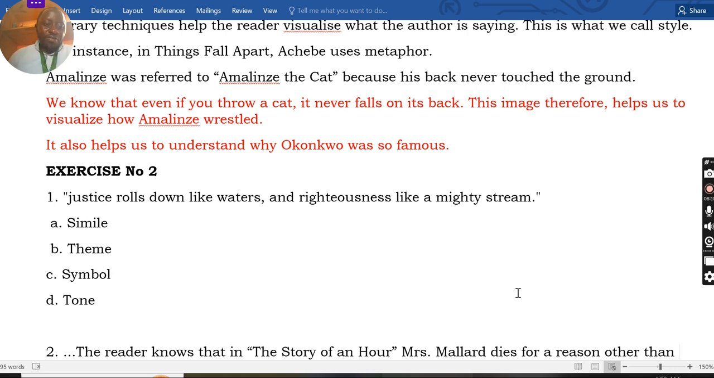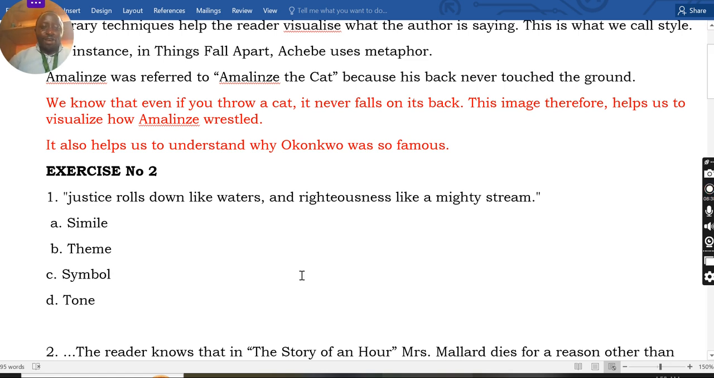A, we have simile. B, we have theme. C, we have symbol. And D, we have tone. So, dear student, I hope you have a pen and a paper. So, please, can you write the answer? What is the best answer for you? Choose the best alternative here. We have 5 alternatives, but you have to choose among them. I hope we are together.